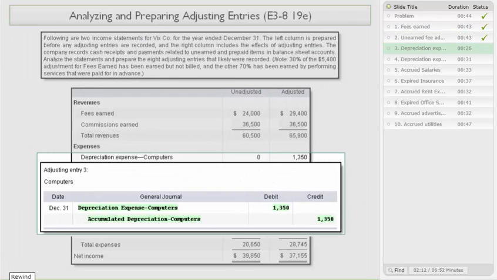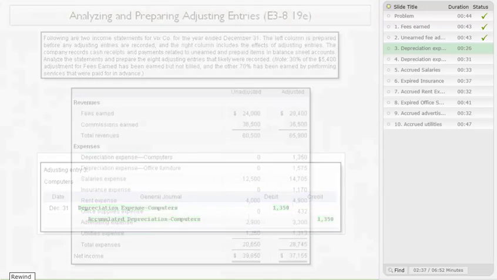As we look down the two income statements, both the unadjusted and the adjusted column, we see the next line item is depreciation expense computers. And the logical adjustment that explains this would be the recording of depreciation expense for the period. So we've got a debit to depreciation expense computers and a credit to accumulated depreciation computers.